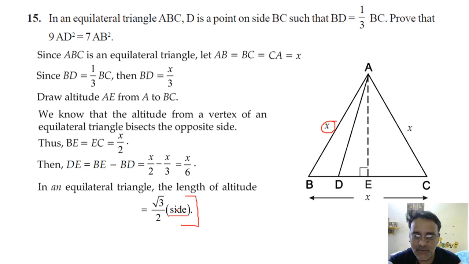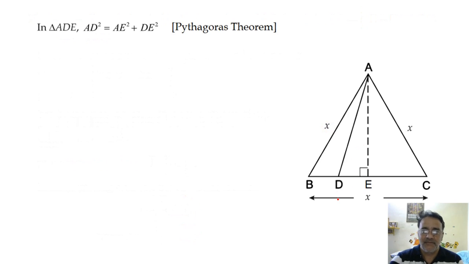So this will become root 3x by 2. Now we will take only one triangle, that is ADE, and apply Pythagoras theorem. So AD square is equals to AE square plus DE square. AE is root 3 by 2x and DE is x by 6.